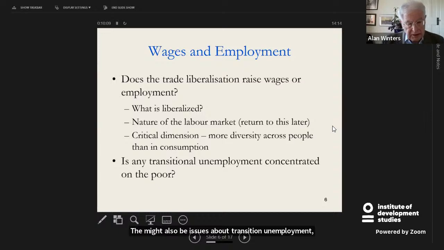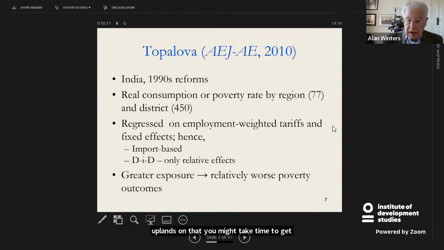You don't immediately jump to a new equilibrium, sunlit uplands, and it might take time to get there. I want to talk about one particular study which is often quoted. It's very interesting. It's a very well done study, but it's often misinterpreted. And it concerns reforms to India's trade regime.